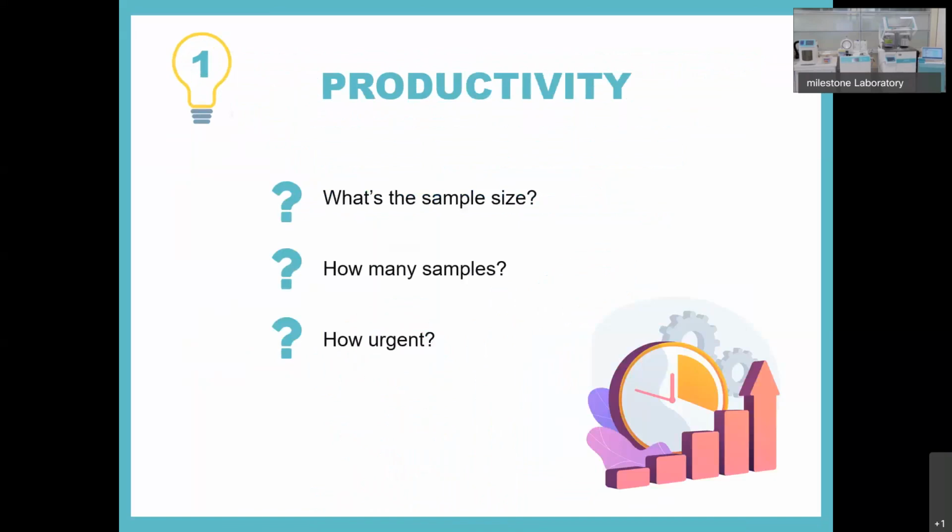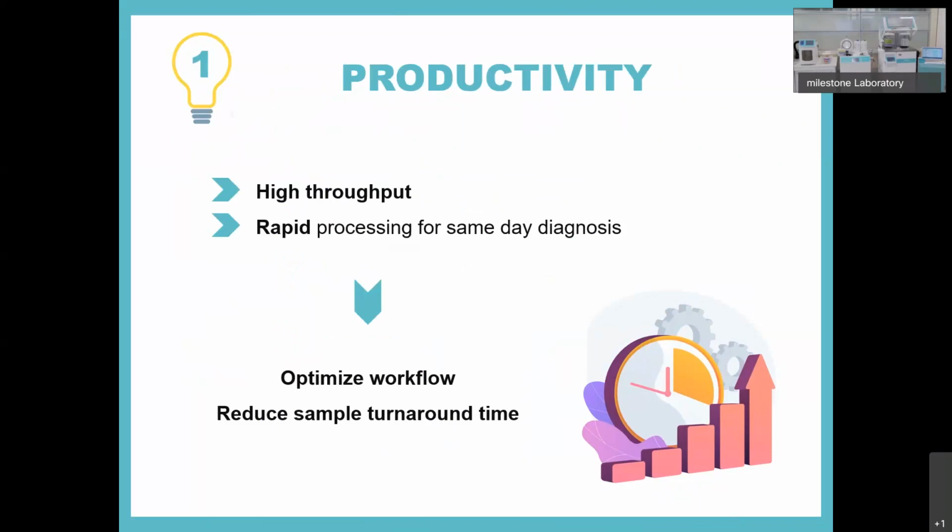The first parameter to consider is the productivity we want to obtain with tissue processing. This factor will depend on the type of sample we want to process and their size. We should also consider the number of samples to be processed per day and related urgent samples to be managed as soon as they are received in the laboratory. In this regard, rapid processing would be essential to anticipate the timing of the diagnosis. In this way, we can increase productivity and reduce patient waiting time.